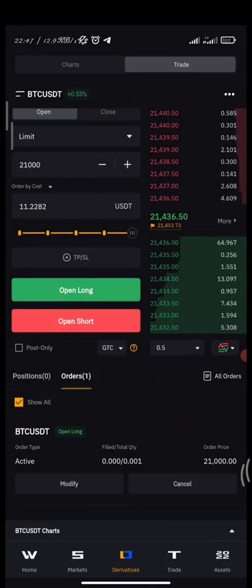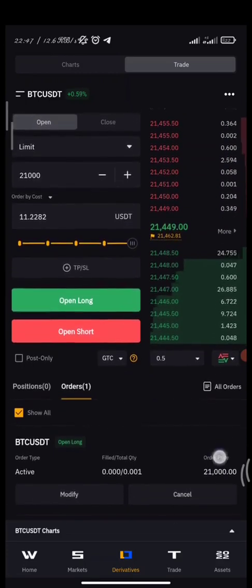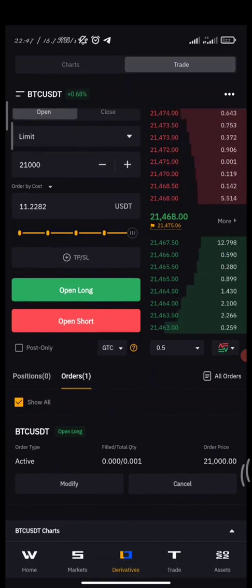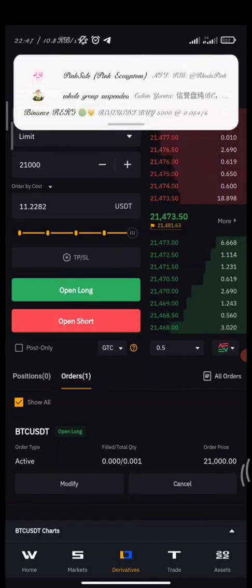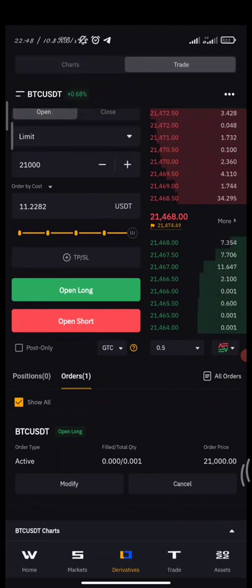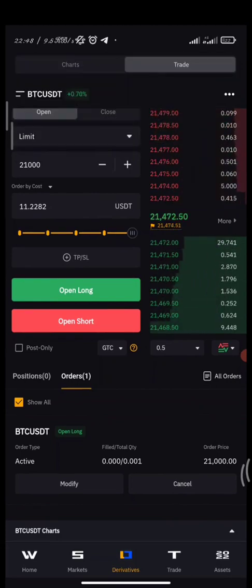If you put limits, if the market doesn't come to this place, 21,000 here, this trade will not be active. That's one thing about limit. Now you can see that my liquidation price there was $9,000 plus dollars. Now let's increase it.